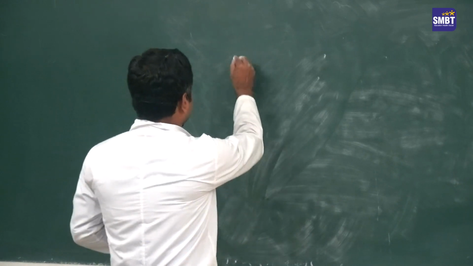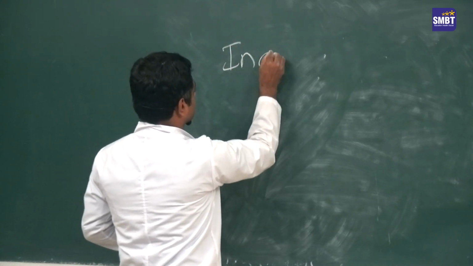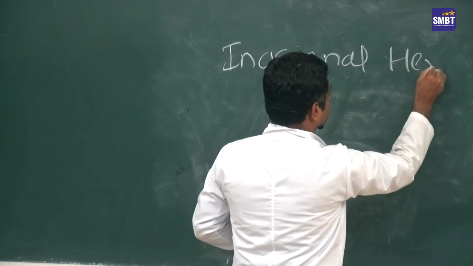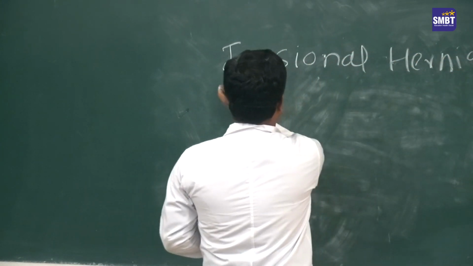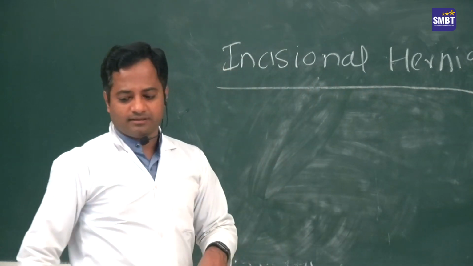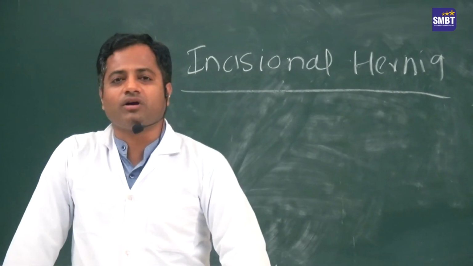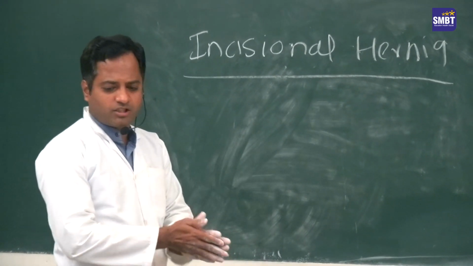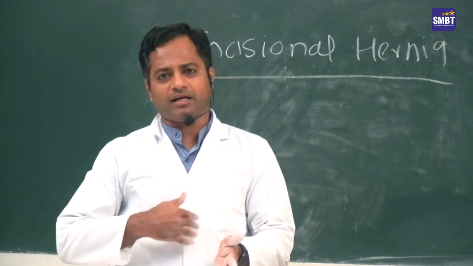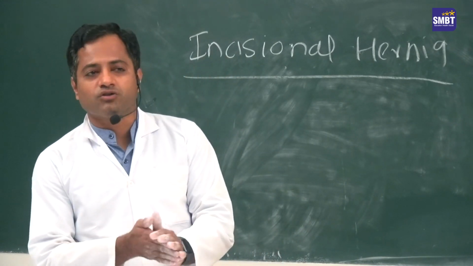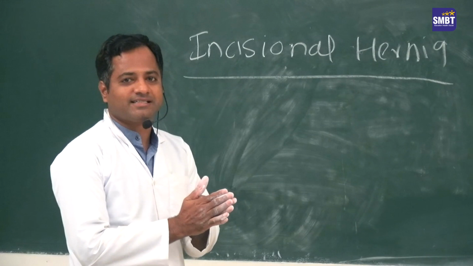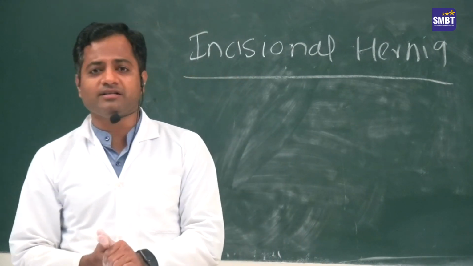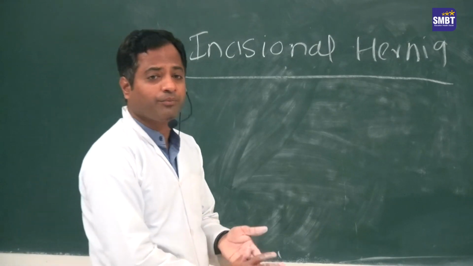Coming to the third hernia, that is called incisional hernia. As the word suggests, the hernia where there is an incision is called incisional hernia. Suppose there is a patient with a past history of laparotomy 3-4 years back, and now comes to your OPD with a swelling. Your first diagnosis should be incisional hernia. Incisional hernia is a herniation of the intra-abdominal contents through a previous scar.